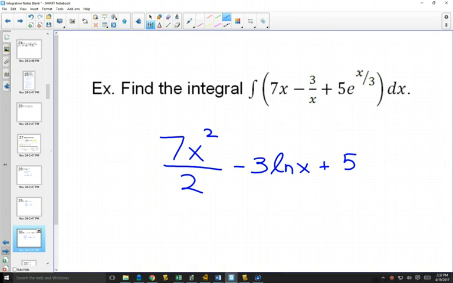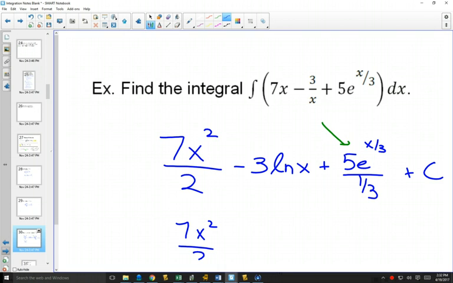Plus e to the x, nothing's going to change, but since we're multiplying by 1/3 in there, we'd have to divide by 1/3 to compensate for the chain rule. Plus c. Of course, this term right there is a complex fraction, so we're going to have to just rewrite the rest of it. But dividing by a fraction is like multiplying by the reciprocal. So if you multiply by 3 over 1, you'll get 15 e to the x divided by 3 plus c.